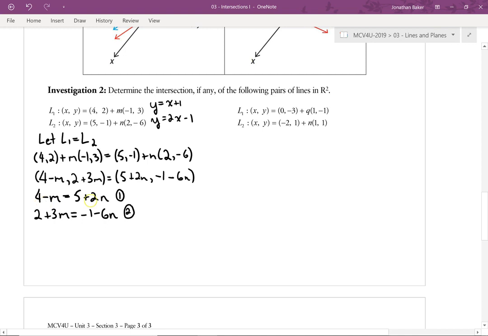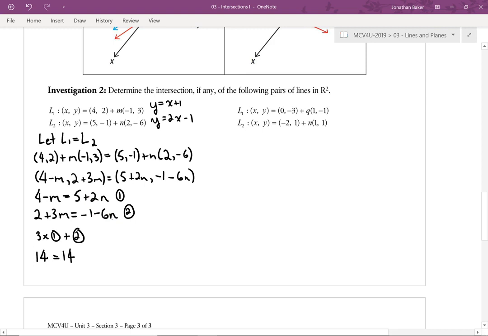So why don't we triple number 3? We'll go 3 times 1, and we'll add that to 2, and see what happens. Okay, so we're going to have 3 times 4, which is 12, plus 2, which is 14. Then we're going to have minus 3 times m plus 3m. So that's going to cancel, right? So that's equal to, again, 15, right, minus 1, which is 14. And then 3 times this is 6 minus 6, so that's going to be 0.